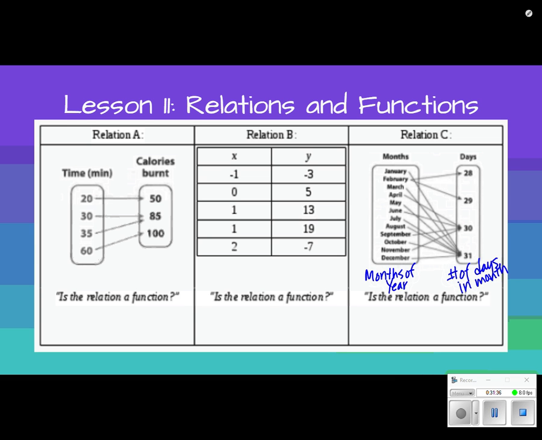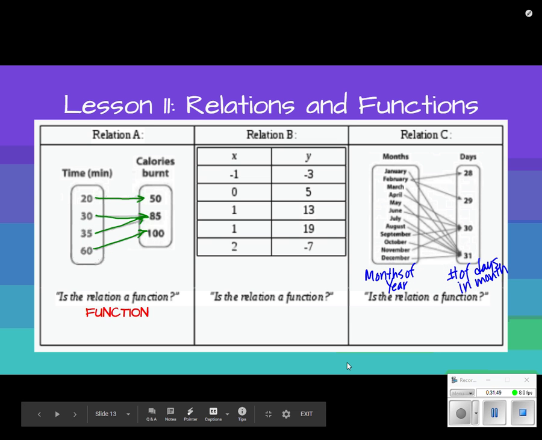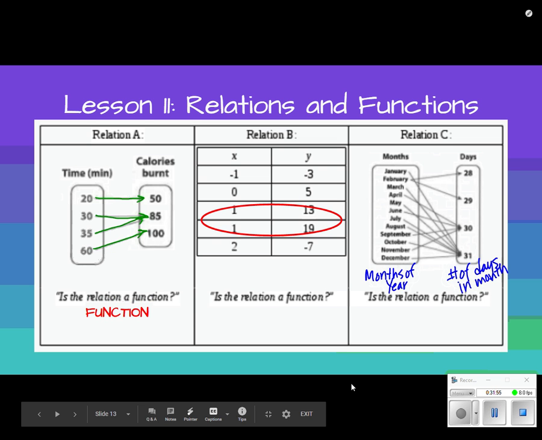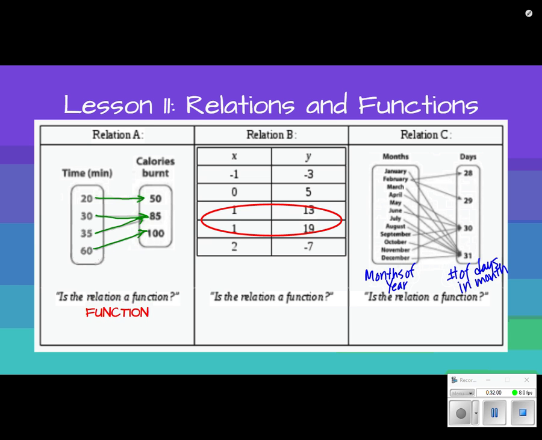All right, relation A. I have a mapping diagram. Each piece has one arrow leaving it. 1, 1, 1, 1. This is a function. All right, relation B, I'm looking to see, do my x's repeat? Oh, they do. You see right there? I have an x that's a 1 paired up with a 13, and I have an x that's a 1 paired up with a 19. So because of that, this is not a function.